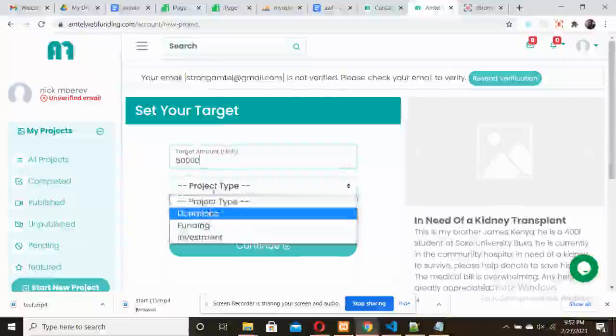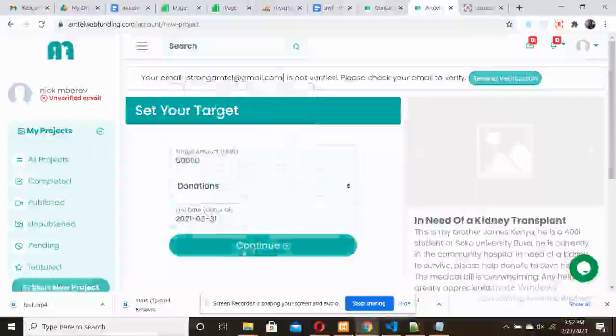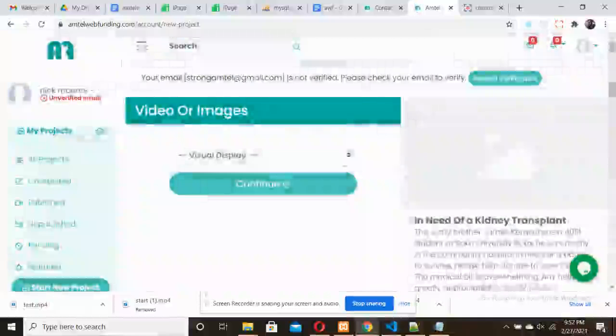The project type is donation. I'm looking for donations, and it should end in 31 days. Okay, so that process was successful.